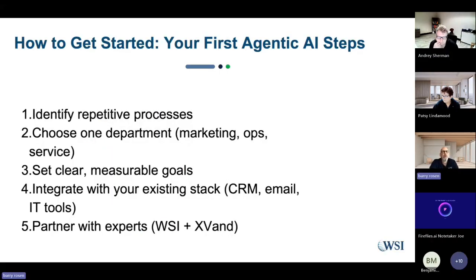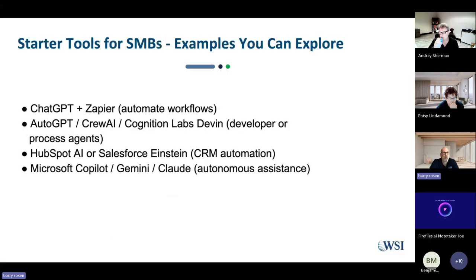The first thing to do is identify repetitive processes and really choose one department: marketing, operations, sales, and set clear and measurable goals. How do you measure success if you haven't set goals and you're not measuring? And then integrate within your existing stack, whether it's CRM, email, your IT tools, and then finally partner with the experts. If you can do those things, that will get you that first step in making that agentic AI real.